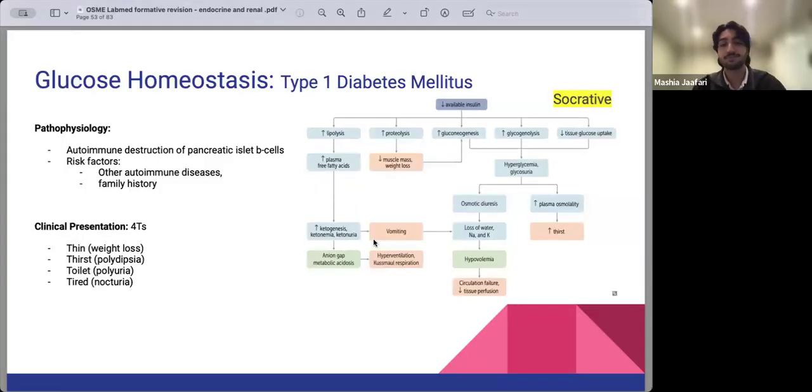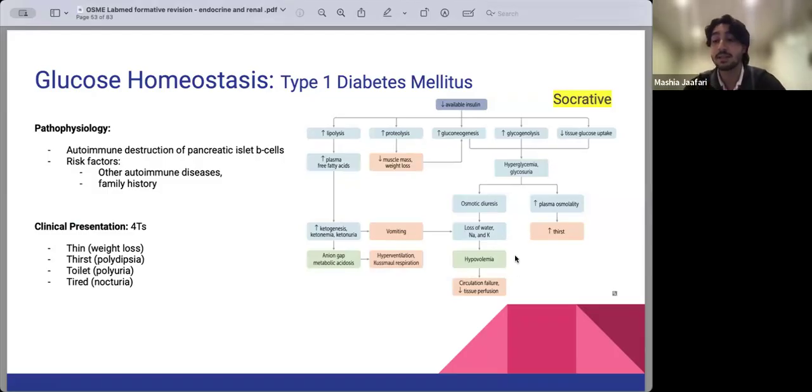Let's get into it. So, type 1 diabetes, pretty straightforward. Autoimmune destruction of your pancreatic beta cells. The risk factors you're going to be looking at are for other autoimmune diseases. You're going to be looking out for things like Hashimoto's thyroiditis in the family, asthma in the family, things like that. Presentation, you're going to get thirst, polyuria, and nocturia. You also get weight loss, and the reason for that is kind of shown in our schematic.